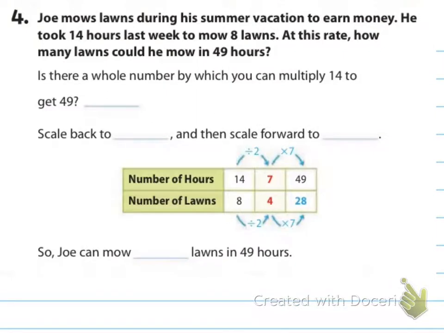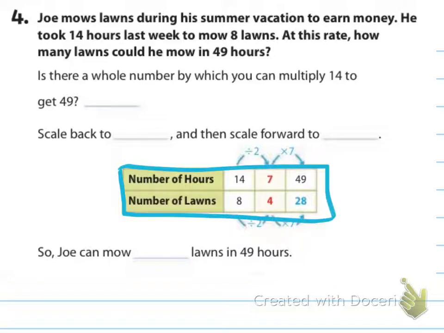All right, so let's look at the next one. The next example says that Joe mows lawns during his summer vacation to earn money, and he took 14 hours last week to mow 8 lawns. At this rate, how many lawns could he mow in 49 hours? So we set up our table. They've put the number of hours to number of lawns.